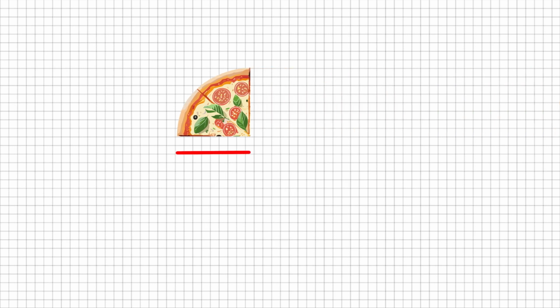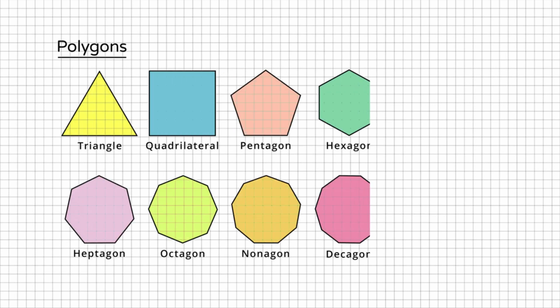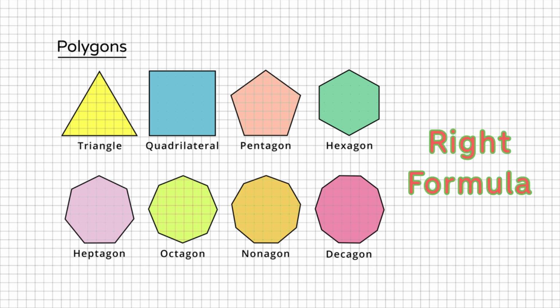Halve that line, and you get the radius, which can help you figure out exactly how much pizza you've got on your hands. Take that radius, double it, and multiply it by pi, and congratulations, you now know how to find the area of a circle. In fact, you can find the area of any of the different polygons that we just went over as long as you know the right formula.